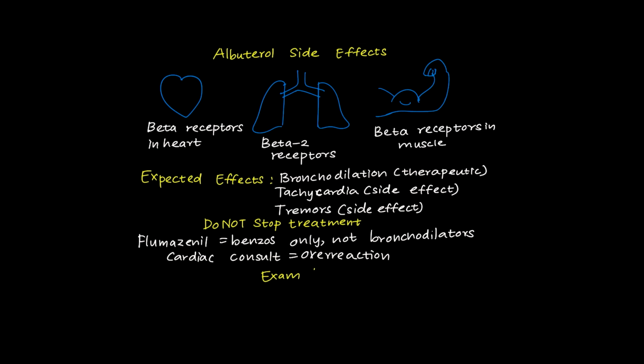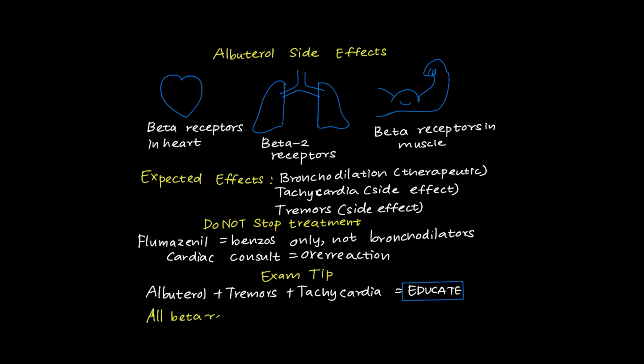Here's a WGU D455 exam tip for you. When you see albuterol plus tremors plus tachycardia in a question, the answer is always educate, not discontinue. Quick recall hook. Albuterol equals all beta receptors get stimulated, equals tremors and fast heart are normal.